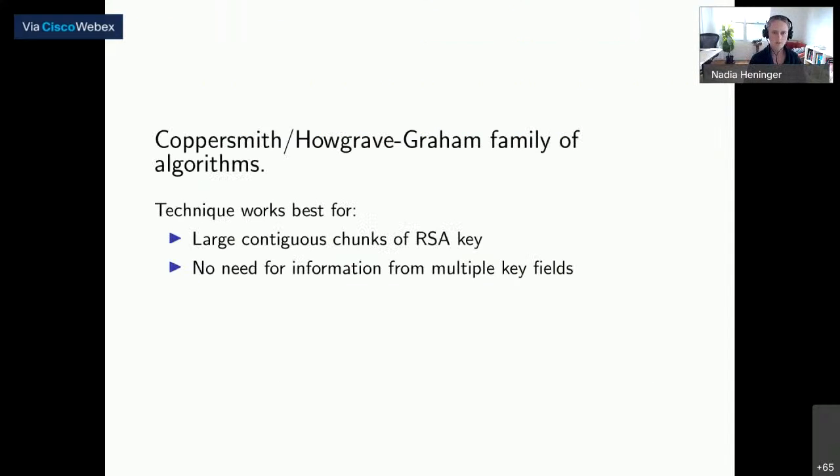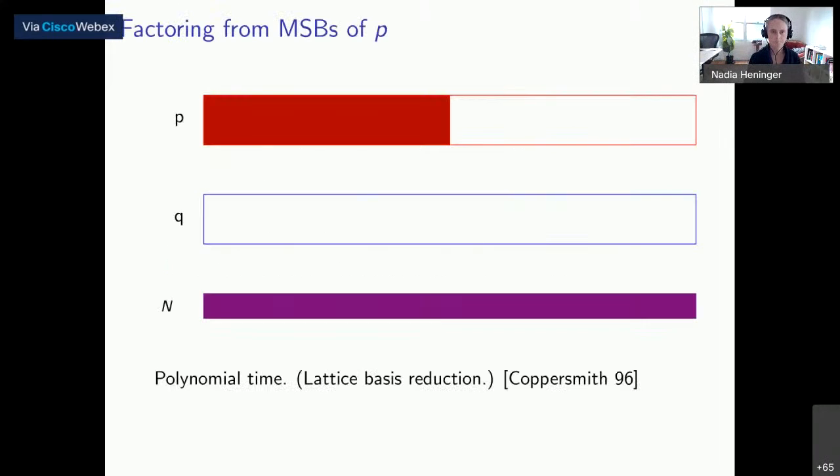The next family of algorithms that I want to talk about is the Coppersmith-Howgrave-Graham family of lattice-based techniques for partial key recovery. This technique works best for large contiguous chunks of an RSA key. You're often exploiting the algebraic relationships between the fields of the RSA key, but you don't have any need for information from multiple key fields, unlike the branch and prune algorithms. The canonical application of this is, again, if we have partial information about only one of the prime factors p of n, say the most significant bits.